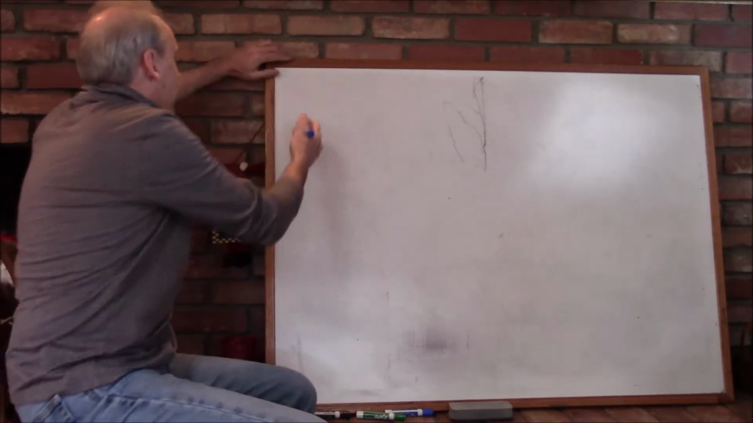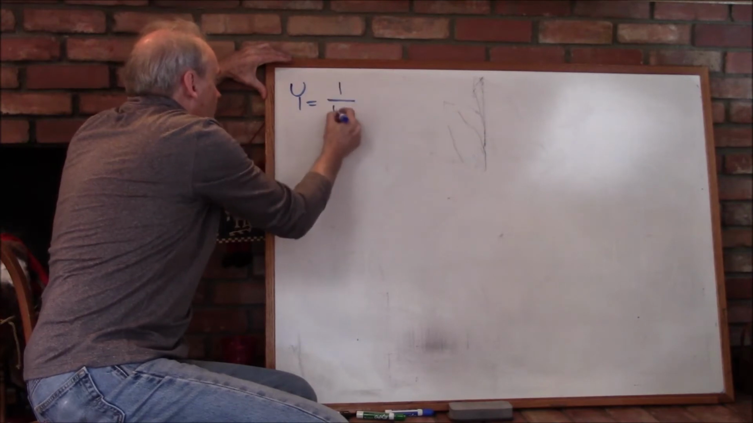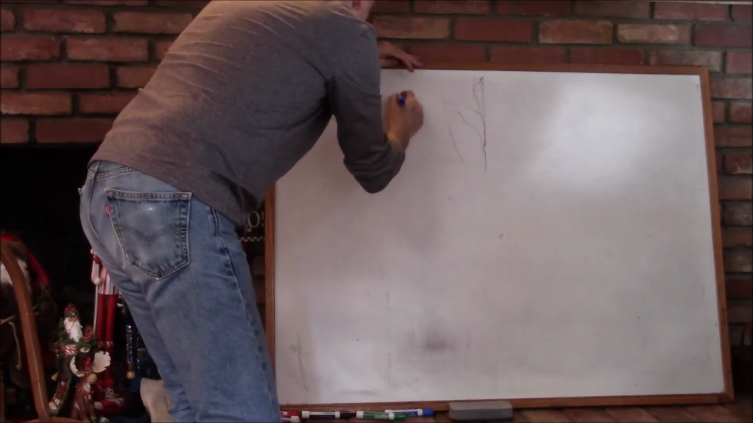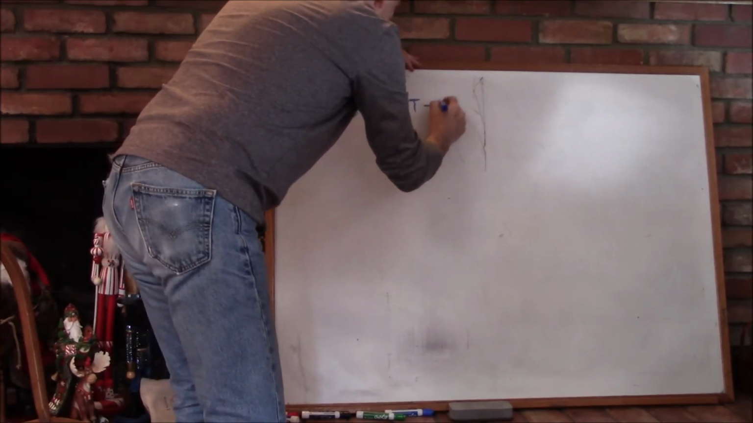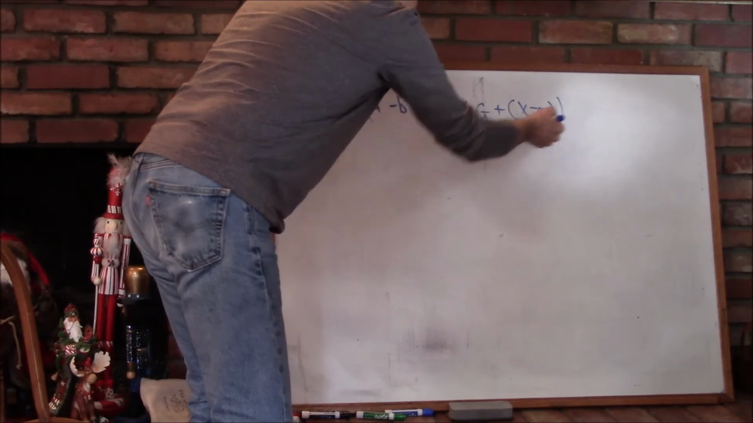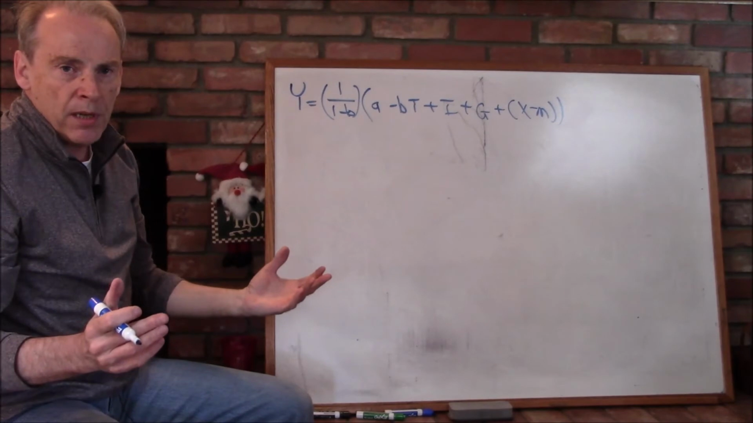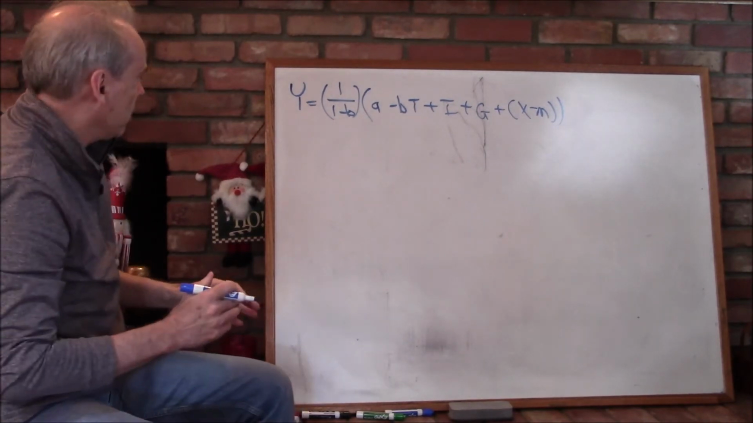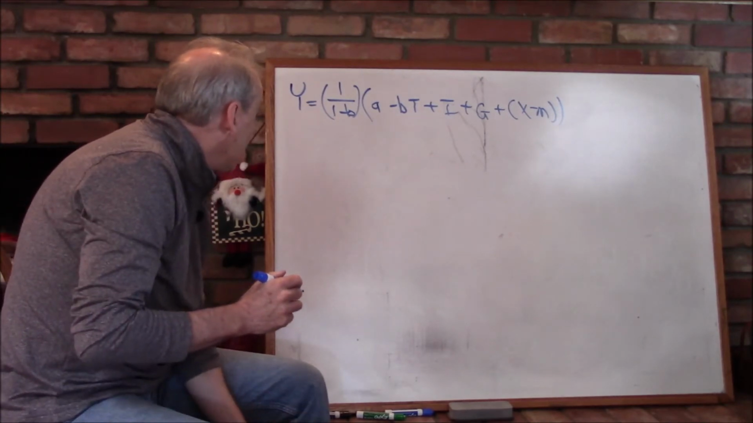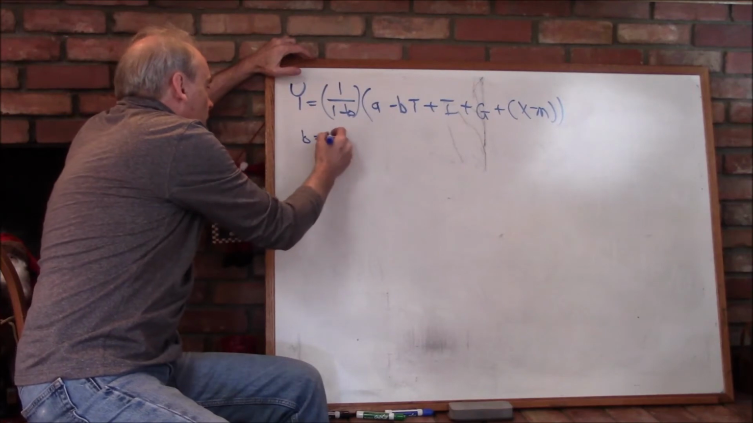See if I remember the equation. Y is equal to 1 over 1 minus B times A minus BT plus I plus G plus X minus M. All right, here's our equation. And let's make up some numbers here, because this is going to be the easiest way to make this point. Let's say that B is equal to 0.8. Let's not use the same B all the time.